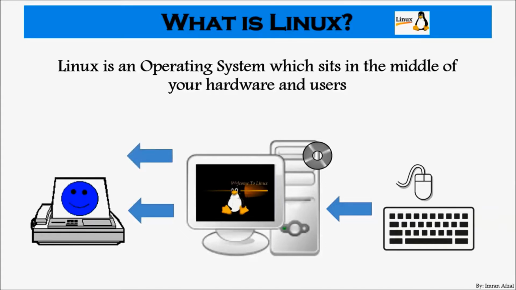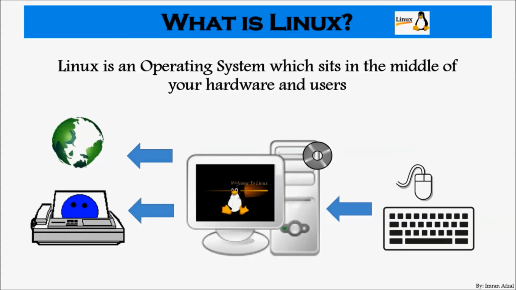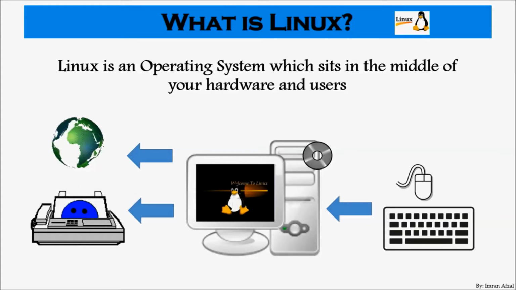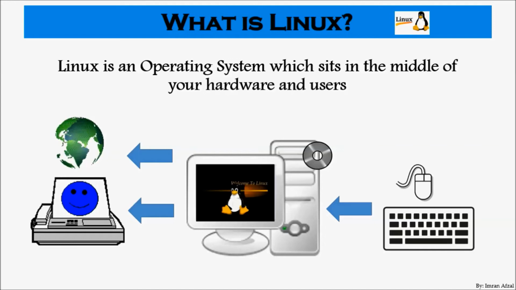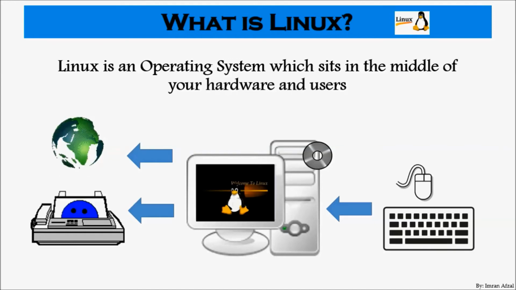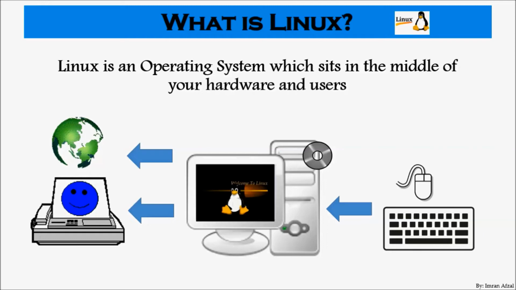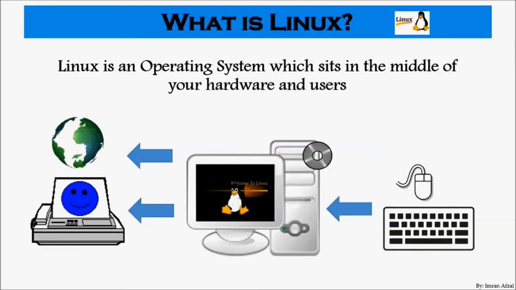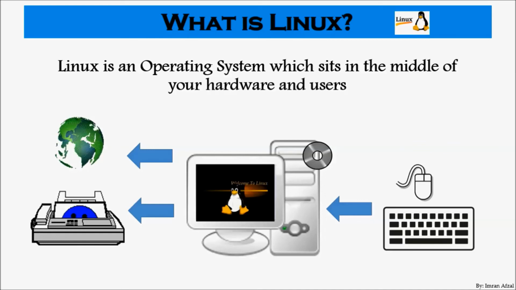Or if you are running other programs, for example you are online checking your email, or you are running some online program or even games, you are using your keyboard or your mouse, communicating with your operating system, and the operating system communicates with your hardware, and that's how it communicates to other devices on the network.